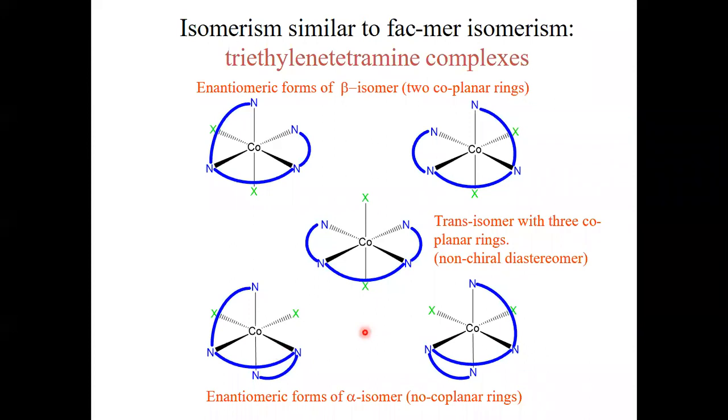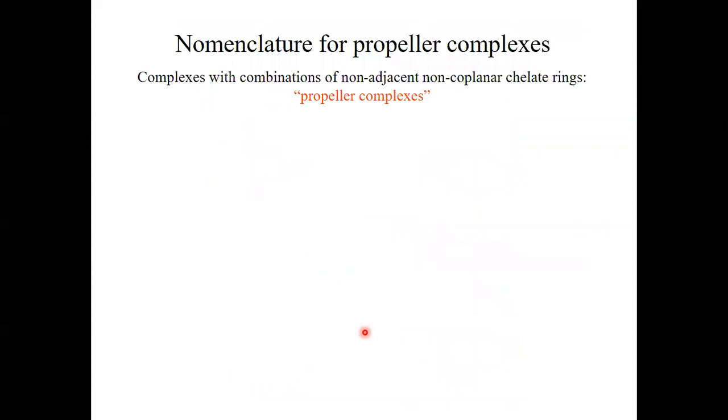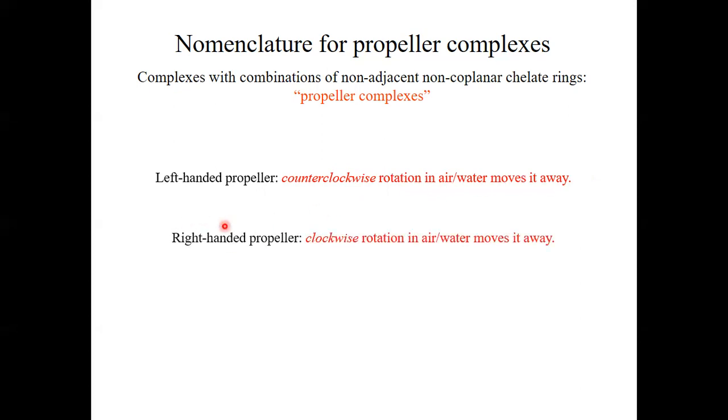Okay, so there's a special nomenclature for propeller complexes that I would like to discuss in the following. We distinguish between so-called left-handed propeller complexes and right-handed propeller complexes. So we define a left-handed propeller generally as a propeller that, when rotated counterclockwise, moves away from you. Okay, and a right-handed propeller would need to be rotated clockwise to make it move away from you.